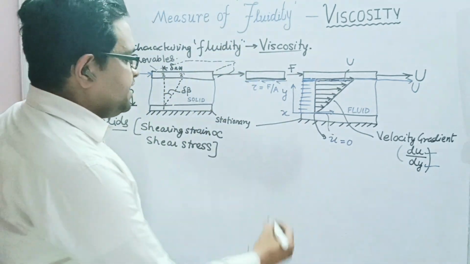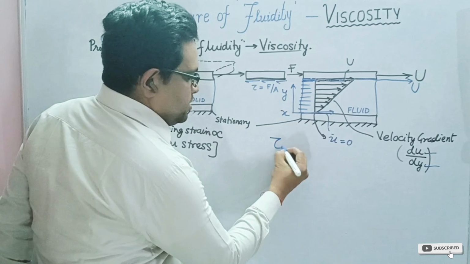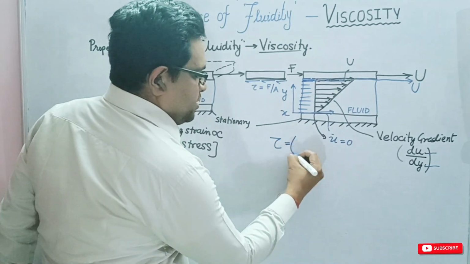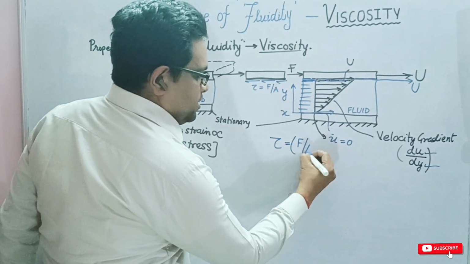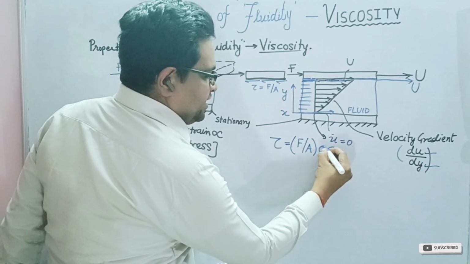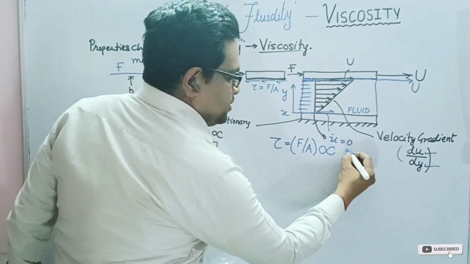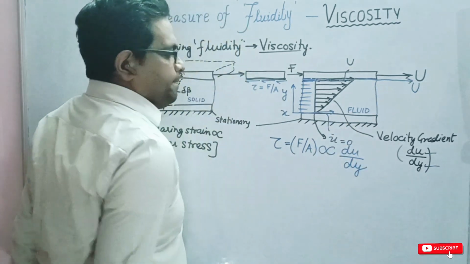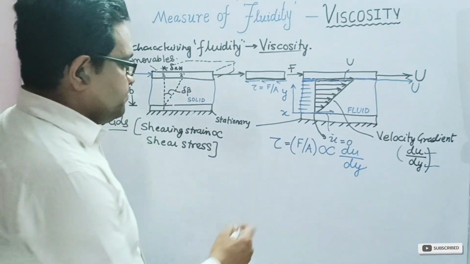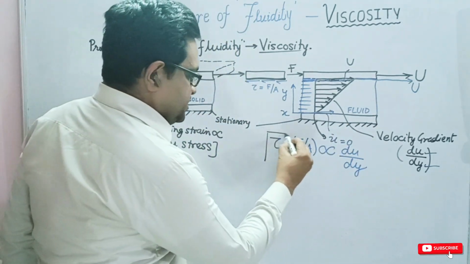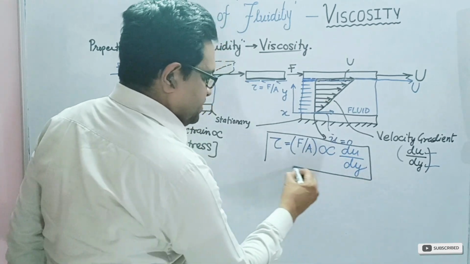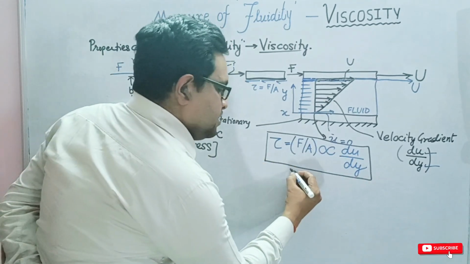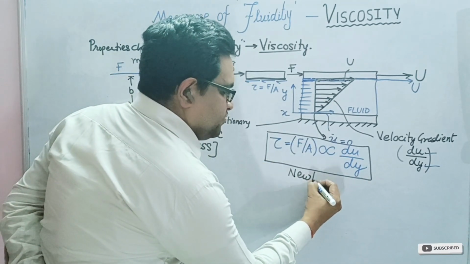So we can say that the shear stress tau, which is equal to F upon A, is directly proportional to du upon dy. Now this is a very important equation, and this equation is generally known as Newton's law of viscosity.